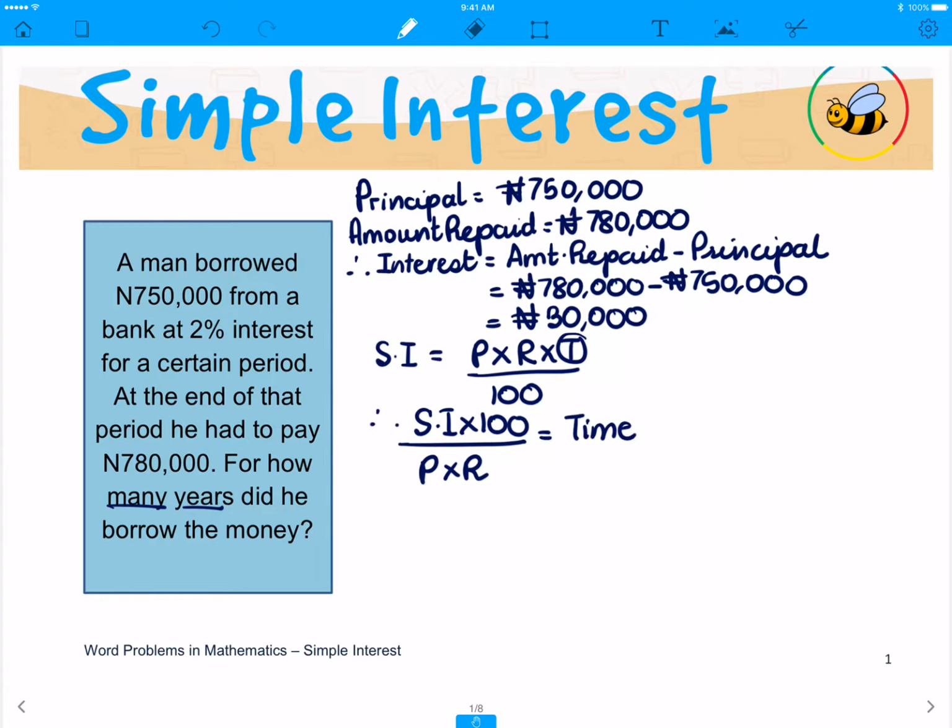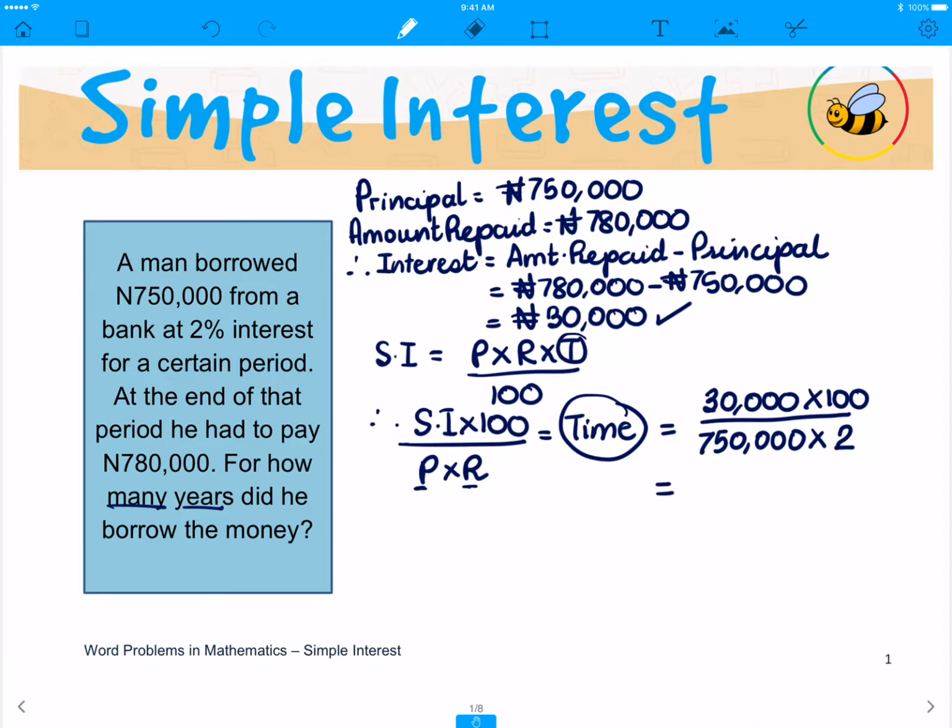If we look at the question, we have the simple interest, at least we've deduced it. We have the principal amount, 750,000. We have the rate, 2%. All we are looking for is the time. So let's do that calculation. Simple interest being 30,000 times 100, divided by the principal amount, 750,000, times the rate, 2%, should give us the time.